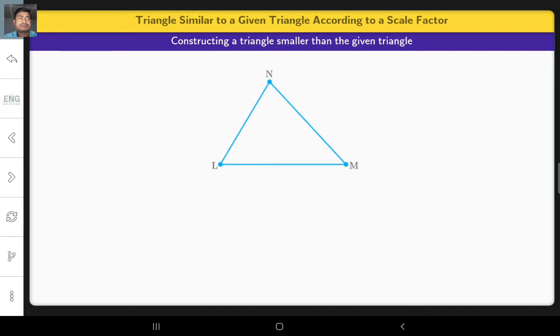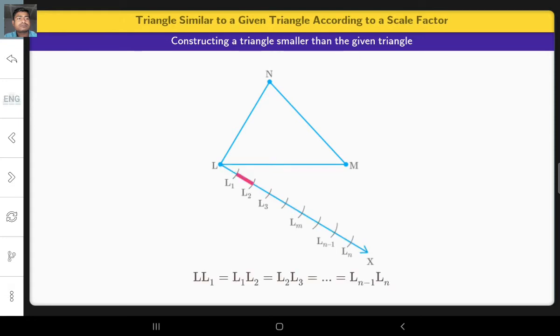Take any side of triangle LMN as the base. Here, let's take LM as the base of the triangle LMN. Draw acute angle MLX at the point L below the base LM. Mark off points L1, L2, L3, ..., Ln along the line LX such that LL1 equals L1L2 equals L2L3 and so on up to Ln-1Ln.